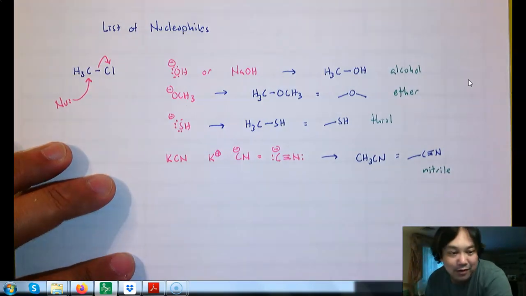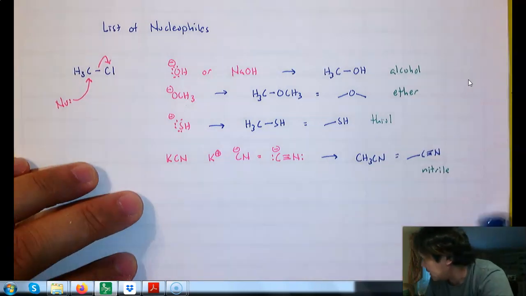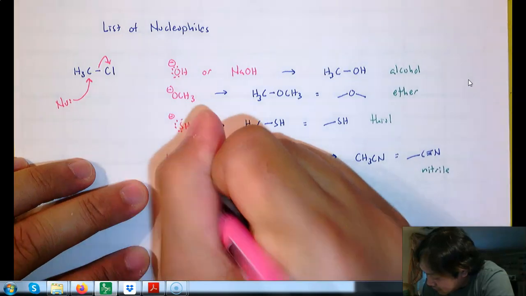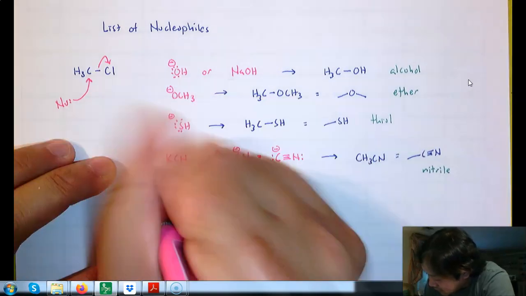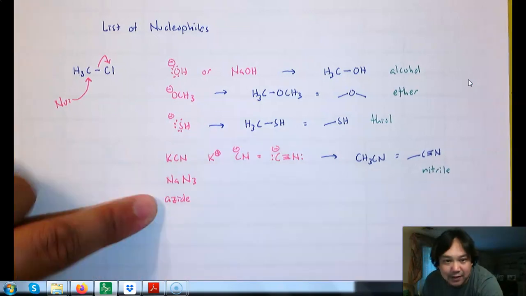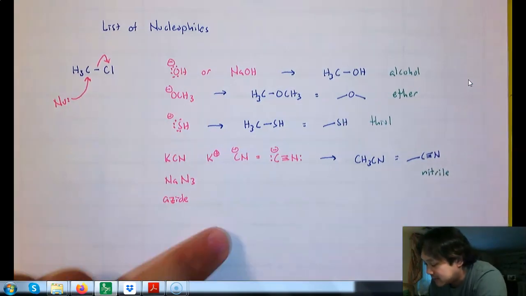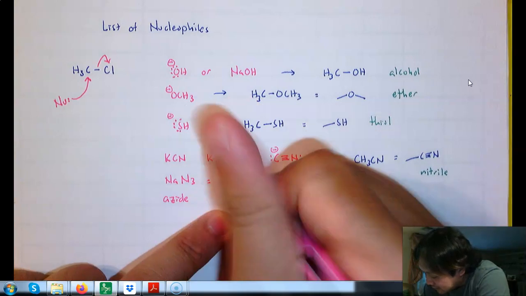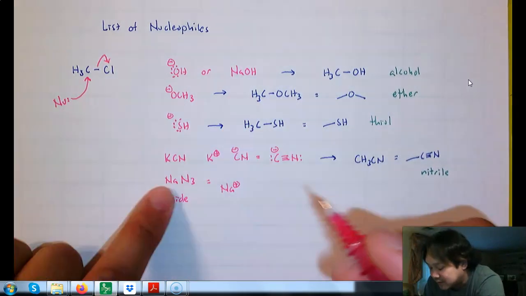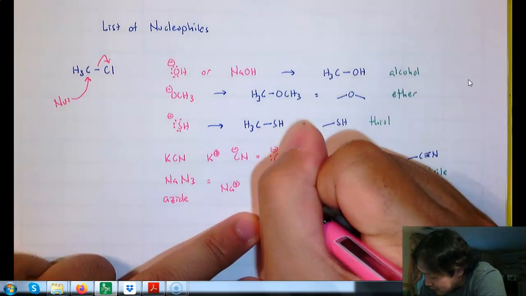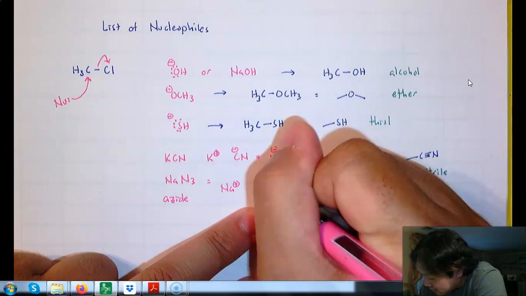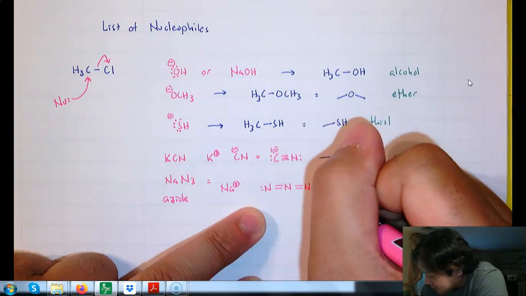Maybe one more. Okay, yeah, one more. And this one's pretty interesting. Let's take sodium N3. This is called azide. It's interesting because, what is this? Obviously you have an Na+, but the 3 nitrogens is something unusual. N, N, N.